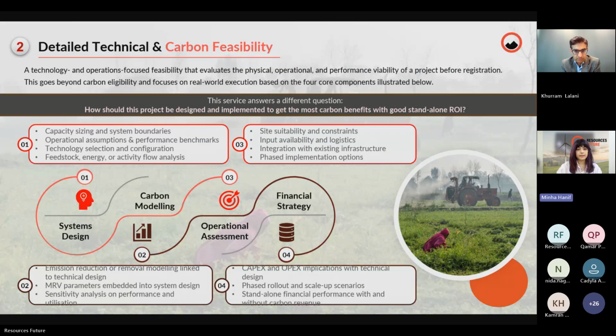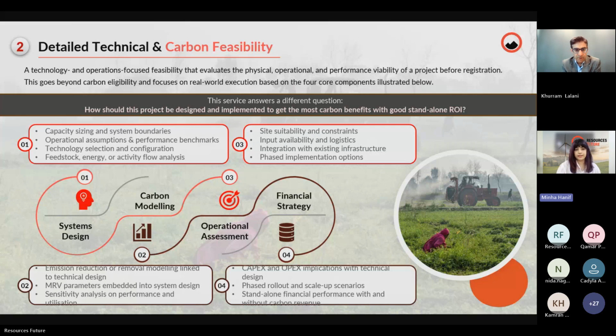The next one is detailed technical and carbon feasibility. Over the years, we have done a number of these as well. So when should you be opting for this one? This is when you have not yet designed the project itself, regardless of the emission estimates, but it is a sort of project that has a good offset potential. So for example, if this is a waste management project, perhaps relating to methane, and it is fairly obvious that the project will have a significant source of carbon offsets.